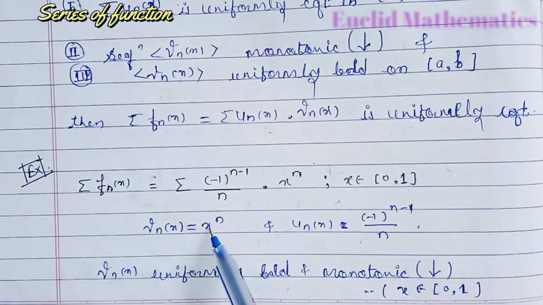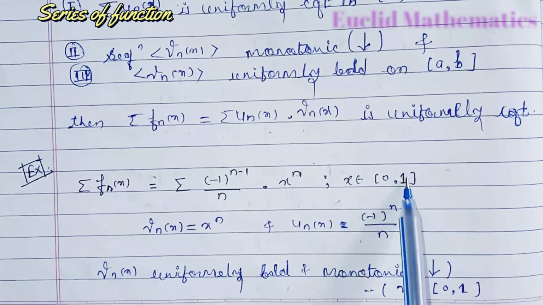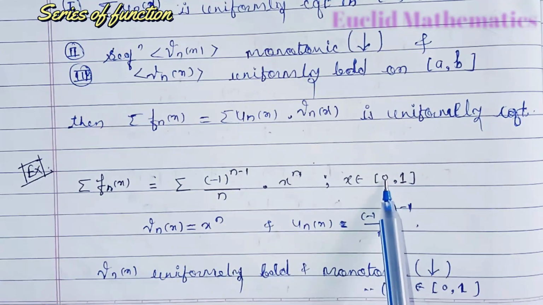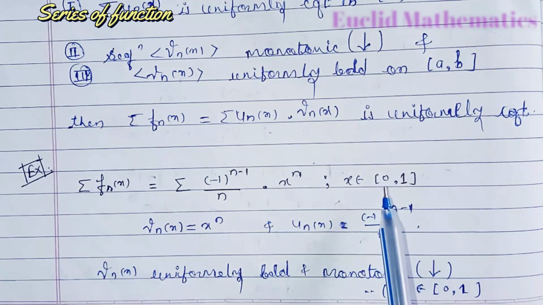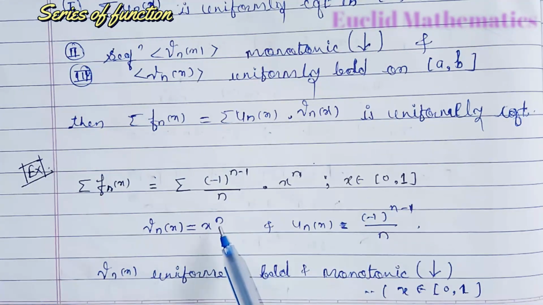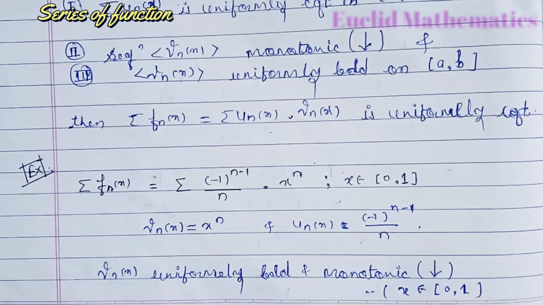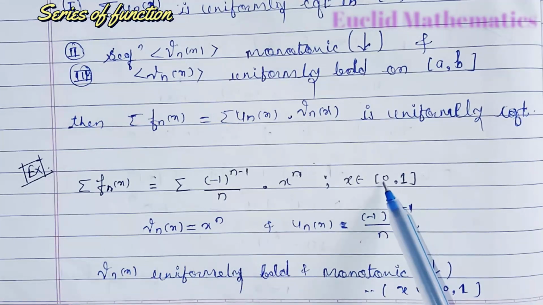And when n goes to infinity in the closed interval [0, 1], that term approaches closer to 0. When it approaches closer to 0, it goes to smaller and smaller. So we can say that vn(x) is uniformly bounded and monotonically decreasing. It is uniformly bounded, and the bound is given by the closed interval [0, 1].